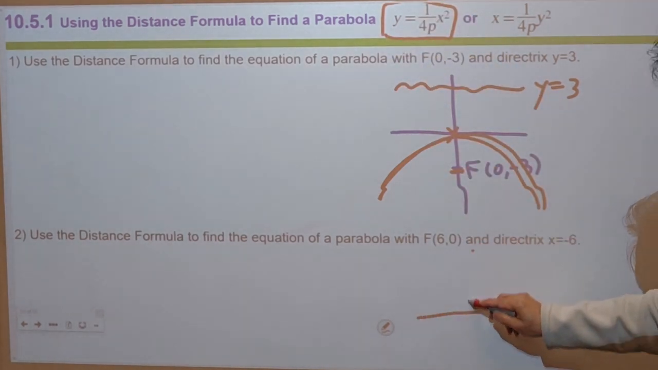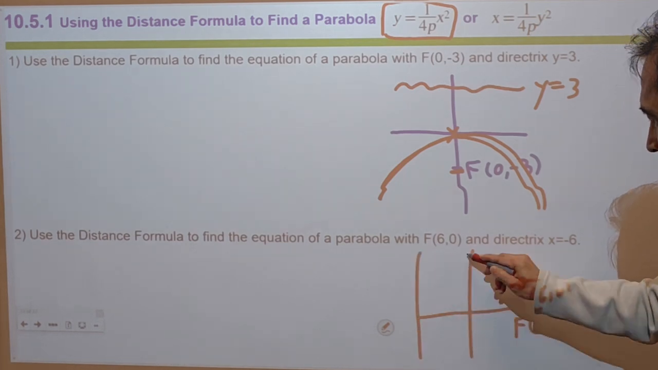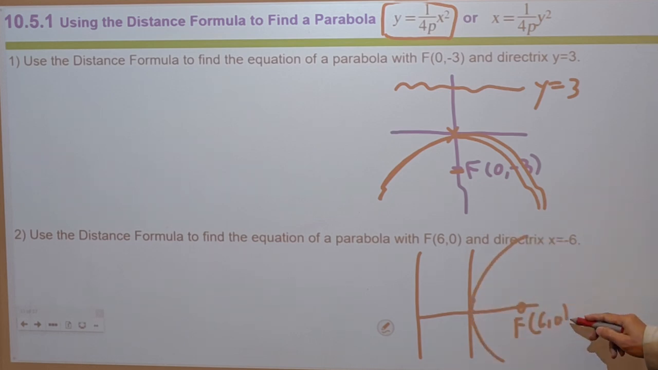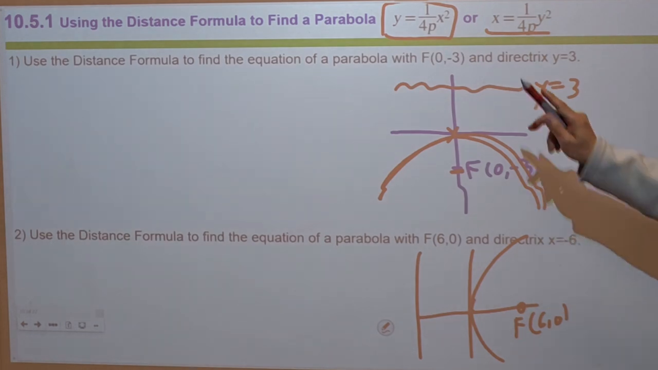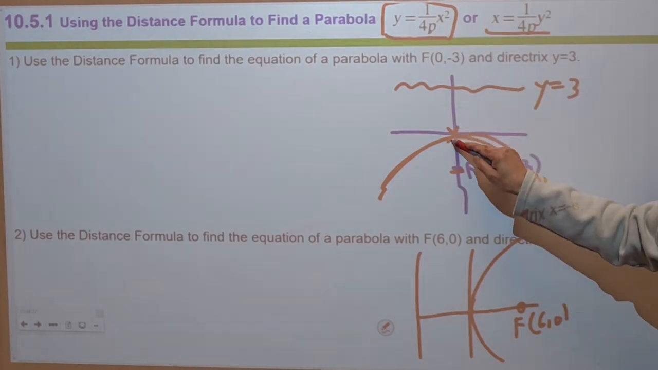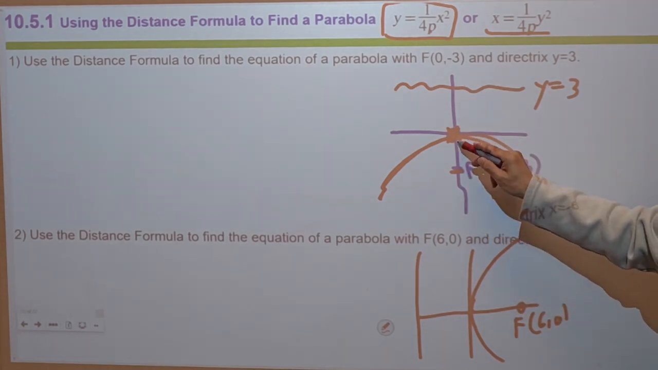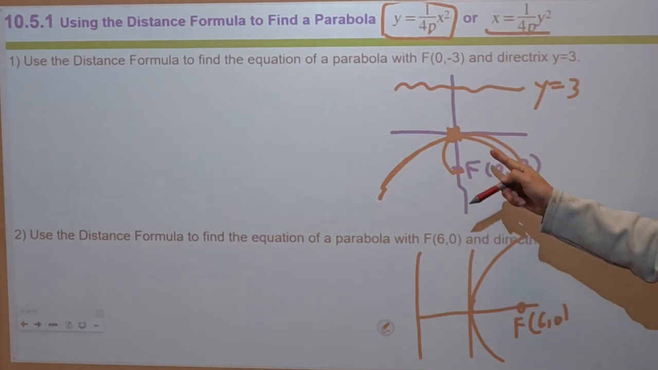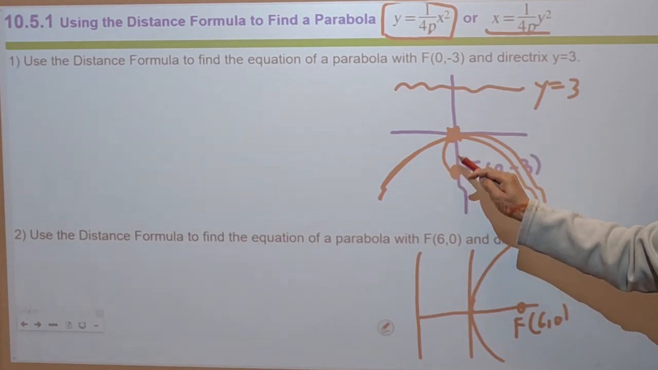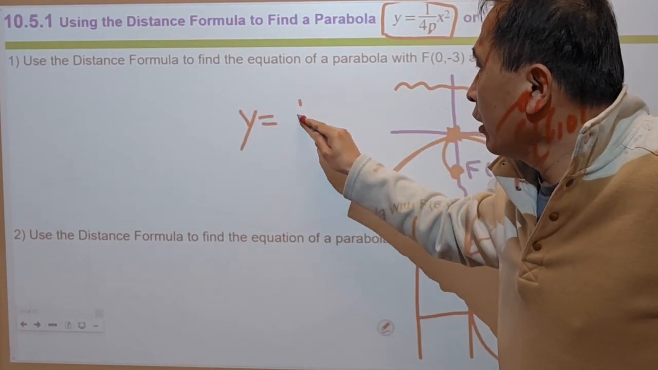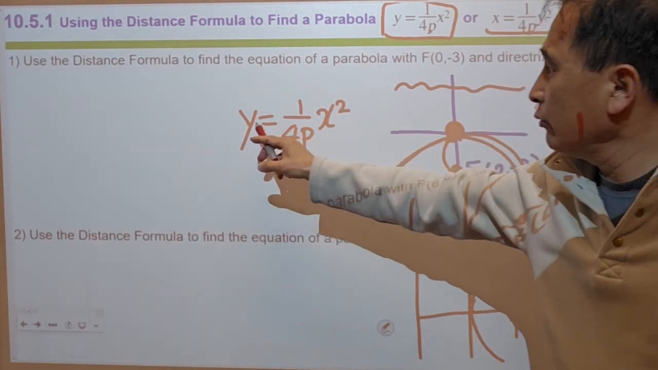And when the focus is (6, 0) right there, or (-6, 0) right there, the parabola is around that focus. So the focus is on the x-axis, and then we follow the x equals 1 over 4p y squared form. And this p is the distance from the vertex to the focus, how much they go. Here it is 3 down, so p is -3. Because the focus is on the y-axis, we follow y equals 1 over 4p x squared form. Because the vertex is (0, 0), we can still use this.